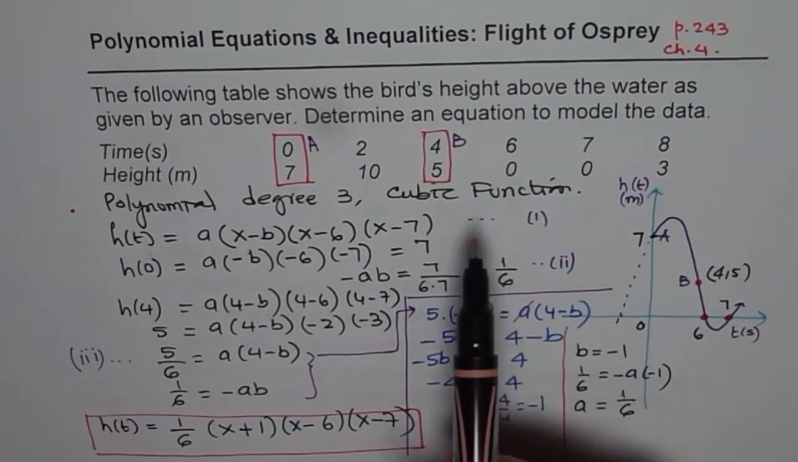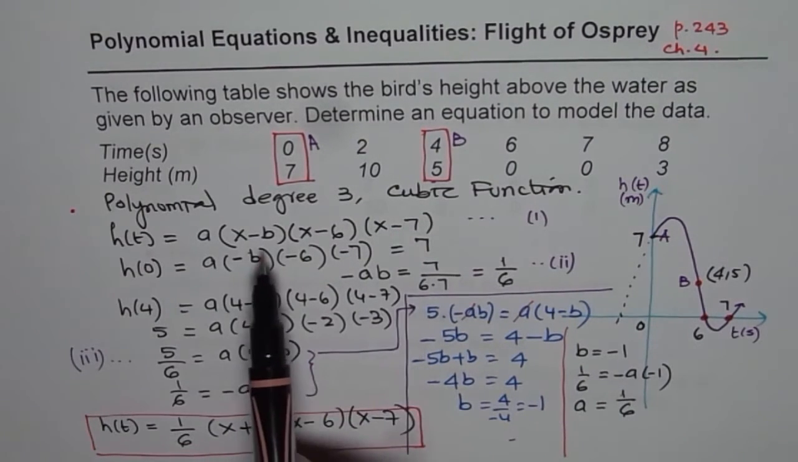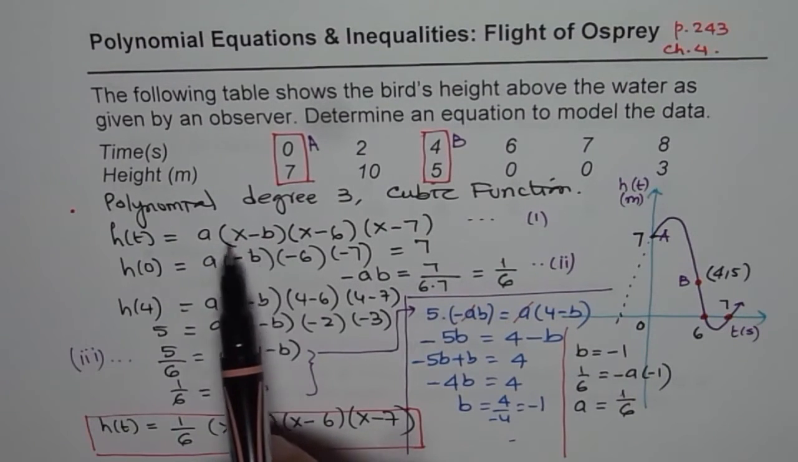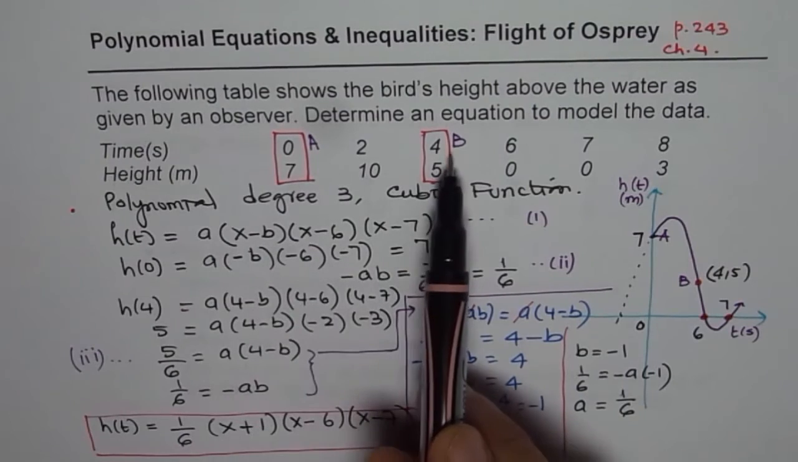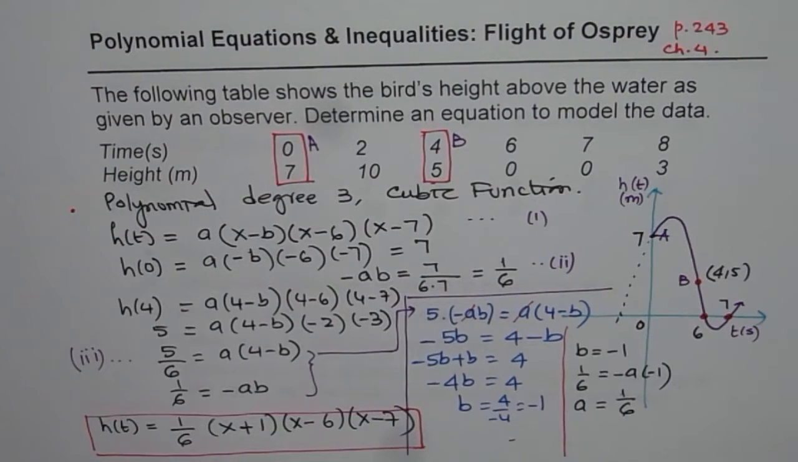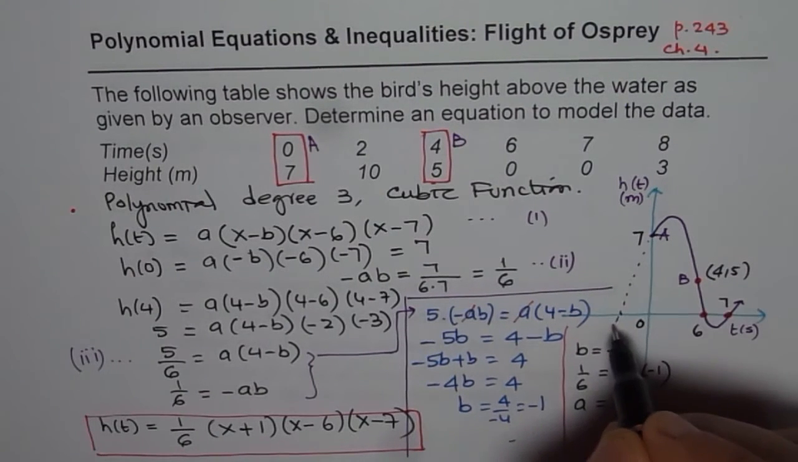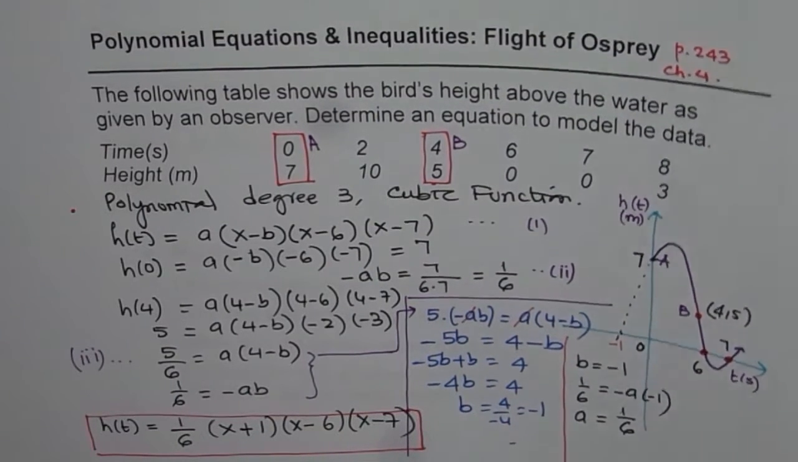We took these two x-intercepts, x minus 6 and x minus 7, and we just assumed the third intercept to be at b. So x minus b will be a factor times a. These two unknowns, a and b, were calculated using the other 2 points, 0, 7, the y-intercept, and 4, 5. So those are the calculations, and we got the equation h of t equals 1 over 6 times x plus 1 times x minus 6 times x minus 7. So basically this is minus 1. Okay, so that is how we found the equation to begin with, right?